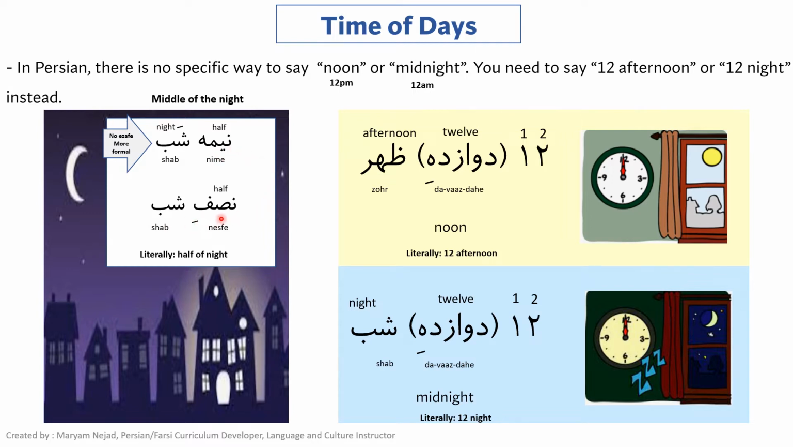It's very commonly used. And also nime shab, when you hear it, sounds like there's no ezafe, but grammatically there is an ezafe, nime-ye shab. But because we say it kind of fast, you don't really hear it. It's not pronounced very specifically. So it's better to just memorize it as nime shab with no ezafe. But for this one, make sure you add ezafe: nesfe shab.